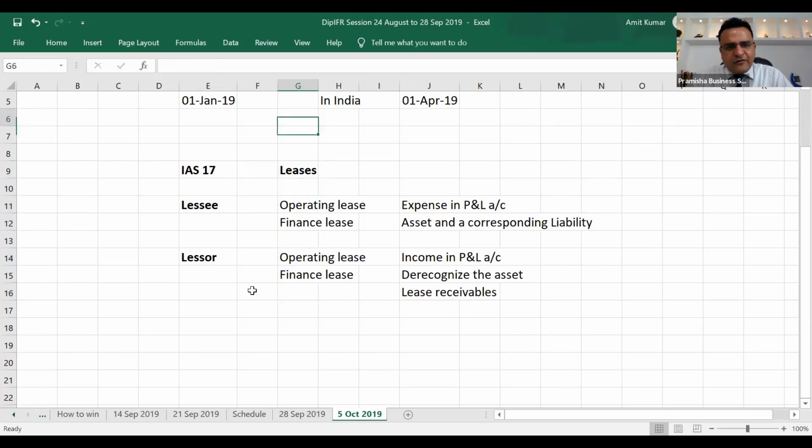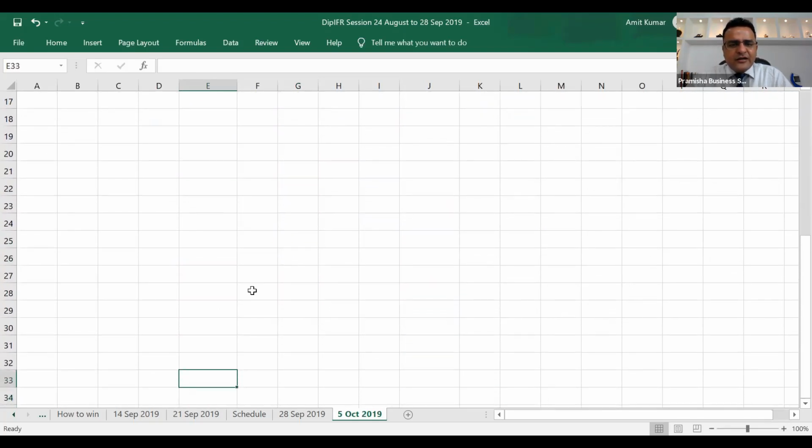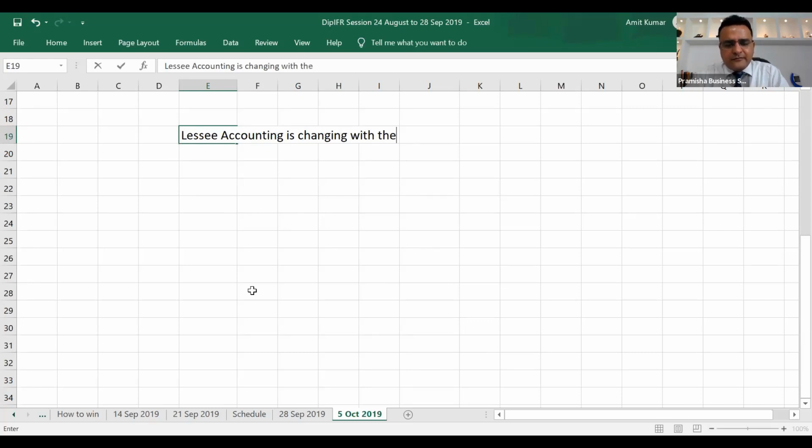Now, as far as IFRS 16 is concerned, for lessor accounting, there is no change. The only big change is in terms of lessee accounting. With the introduction of IFRS 16 Leases, lessee accounting is changing. There's no change in lessor accounting.